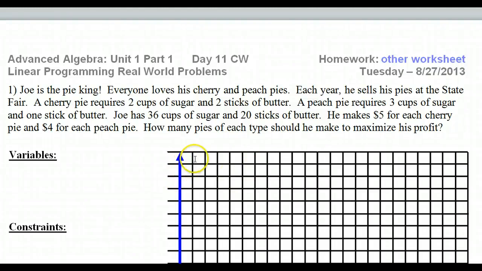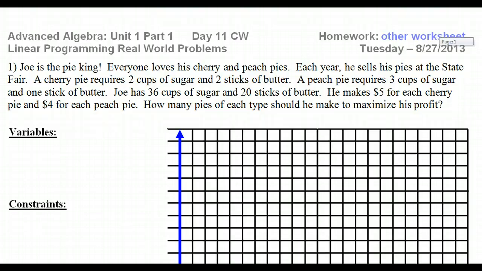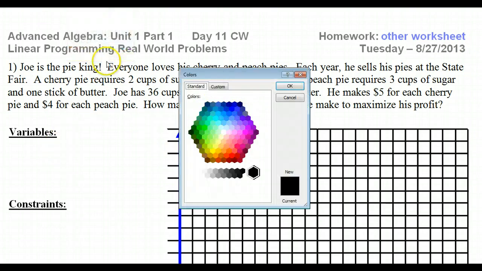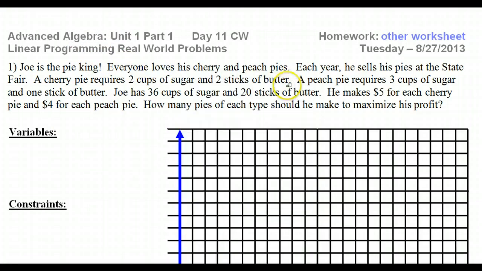All right, this is day 11 classwork. I'm going to work through these real-world linear programming problems as quickly as possible, give you some extra practice so you can check your work. But I'm going to be going fast. So if you need to pause, rewind, do what you need to do.